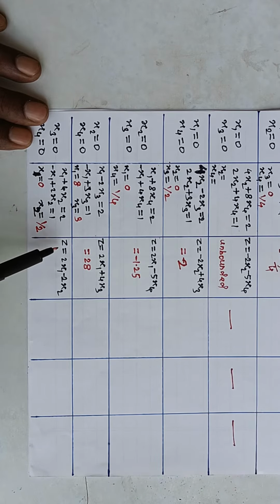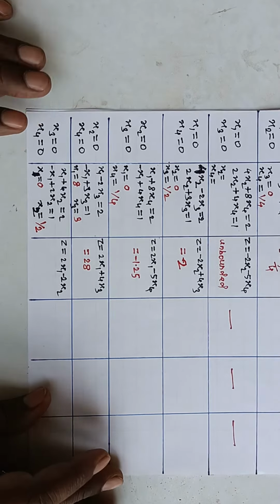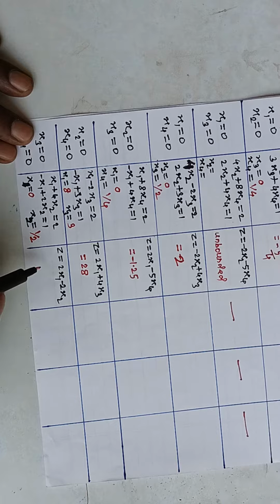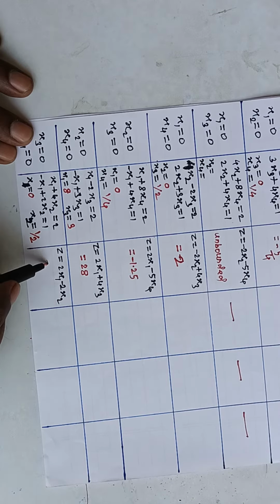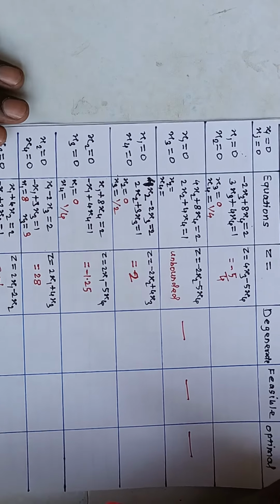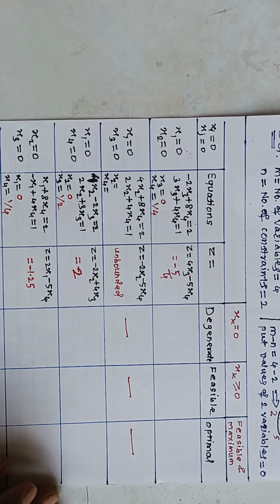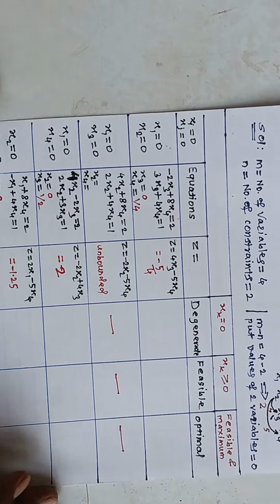Put these values in z. Z will be 2x1 minus 2x2. That will be 2x1, that is 0, and x2 is half. So minus 2 divided by 2, that is minus 1. Value of z is minus 1.